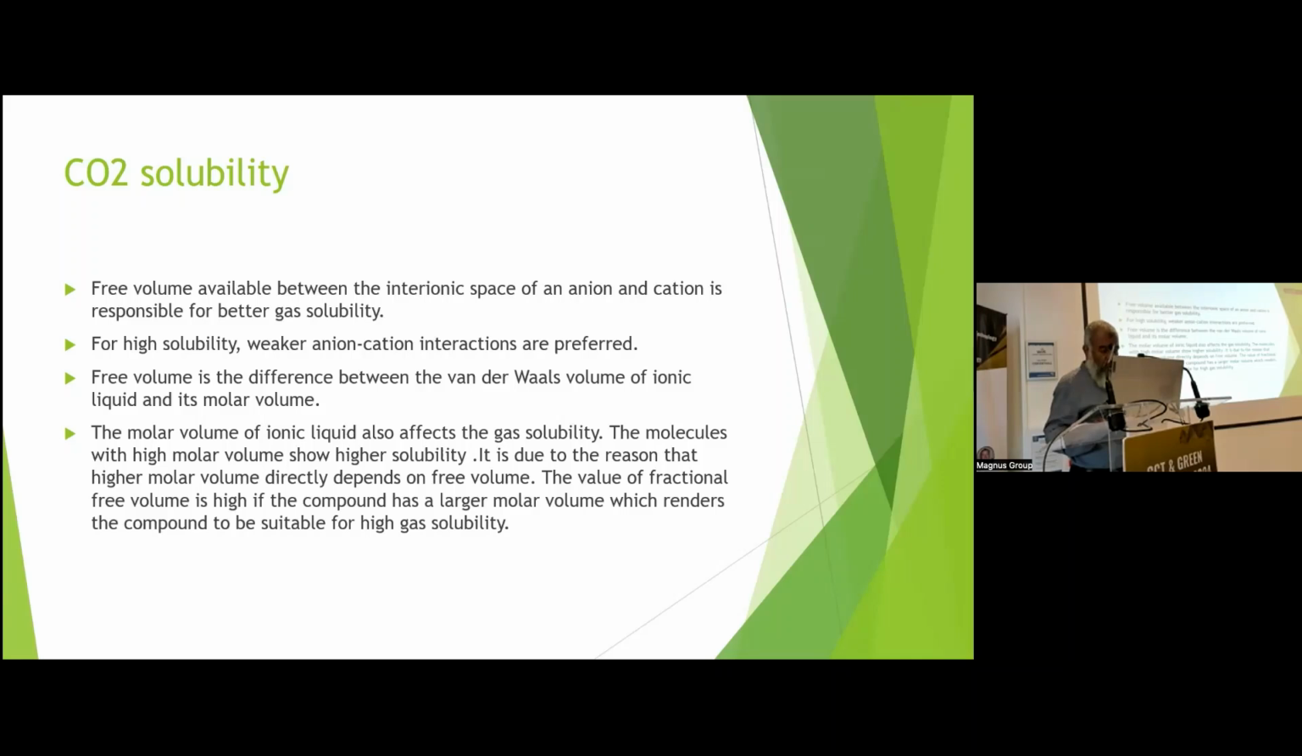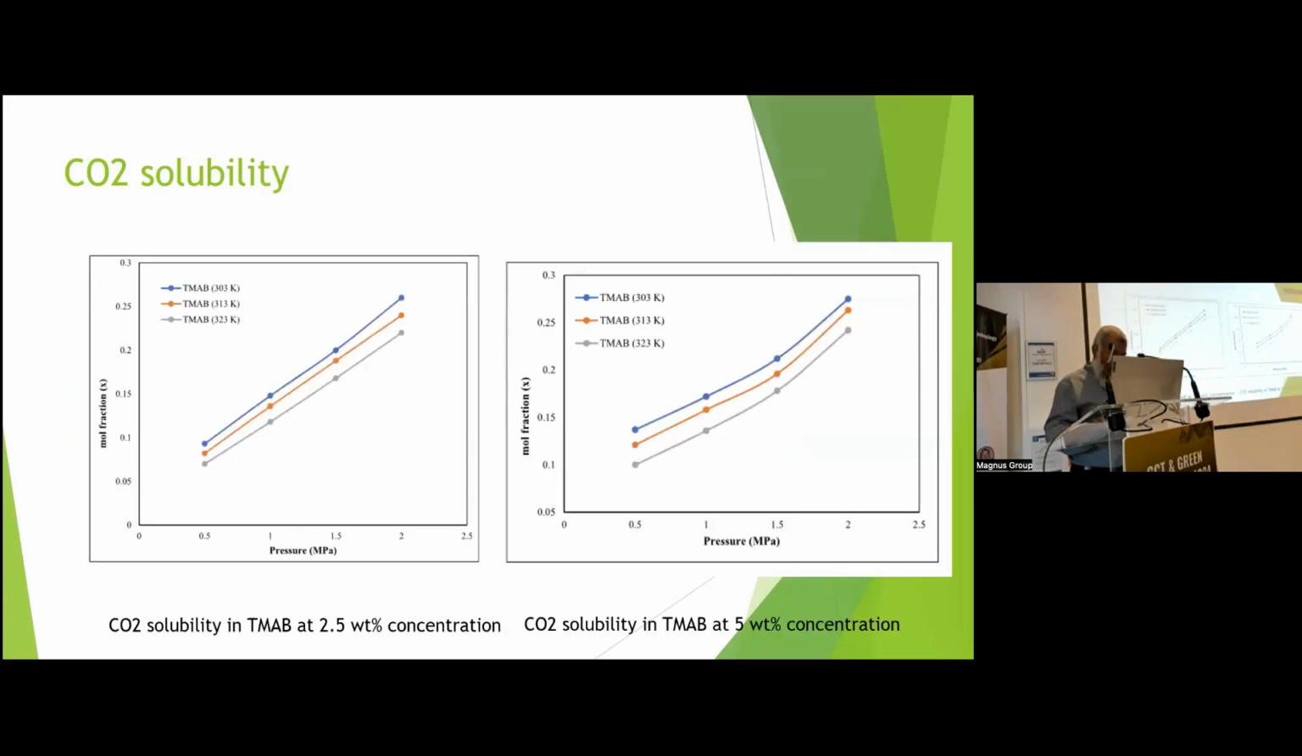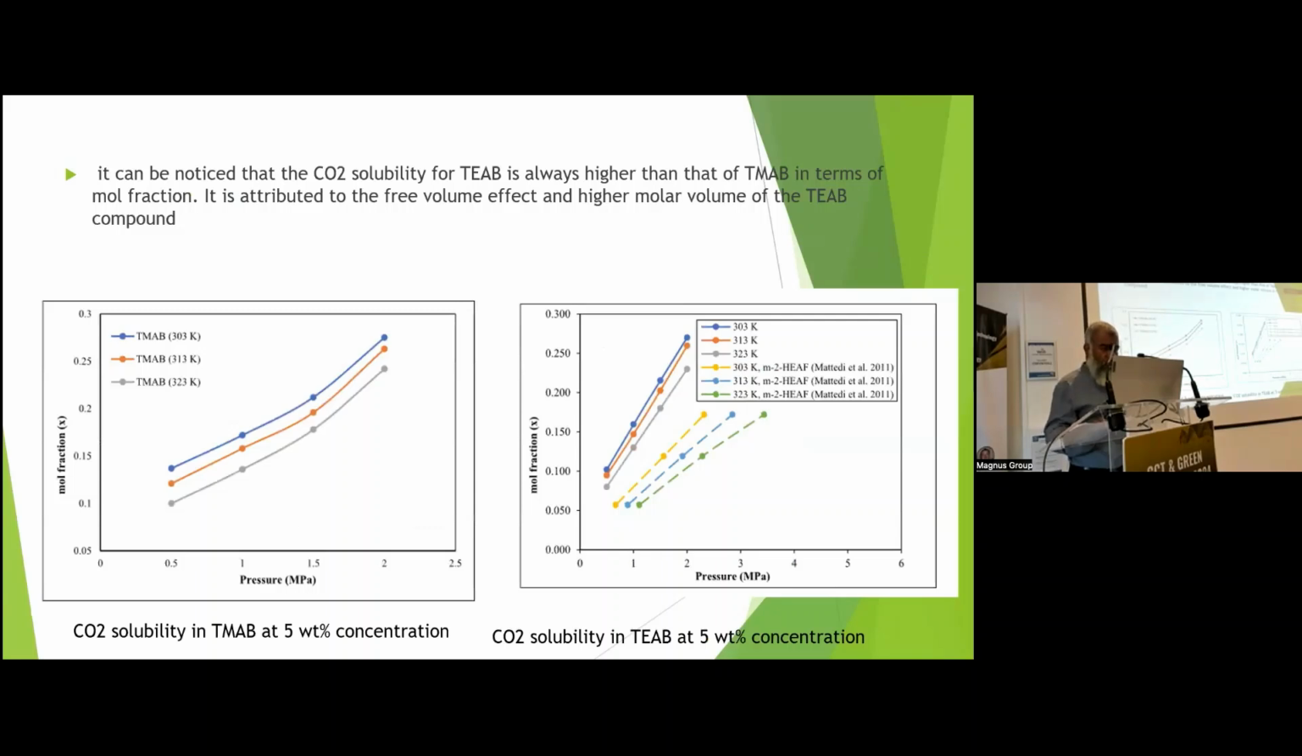The molar volume of the ionic liquid also affects the gas solubility. So the molecules with higher molar volume show higher solubility. It is due to the reason that higher molar volume directly depends on the free volume. The value of the fractional free volume is high if the compound has a larger molar volume, which renders the compound more suitable for high gas solubility. So this is also the measurement of the solubility at different pressures for these two different molecules.